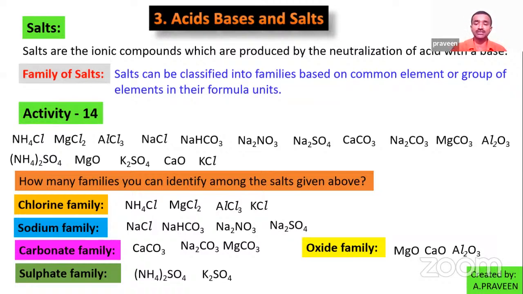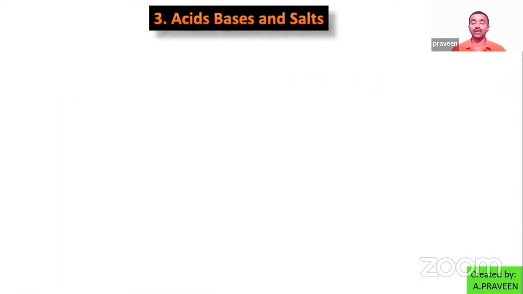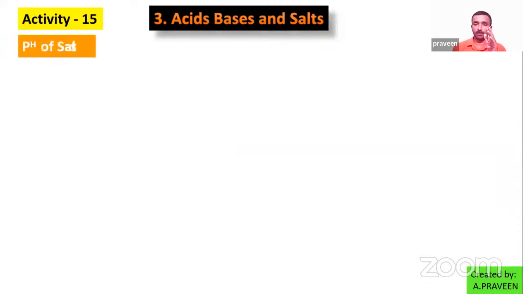Then the next topic is finding the nature of salts and classifying them into acidic salts, basic salts, or neutral salts. So here we find the pH of salts. pH will give you the value, the strength, finding the ion concentration as a value, the negative logarithm.